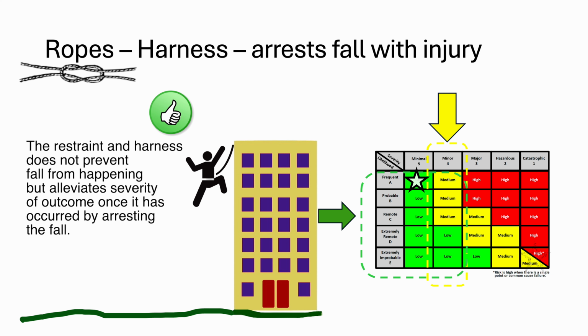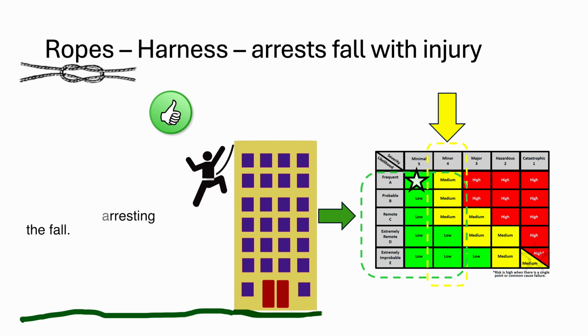For example, improper anchoring can fail to arrest a fall, rendering the control ineffective. These residual risks must be identified and mitigated with training, supervision, and routine inspections.